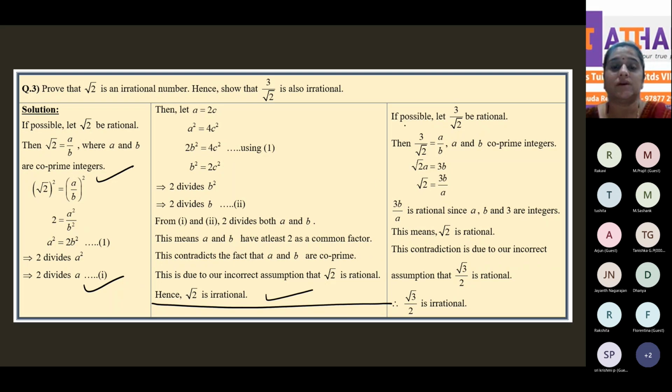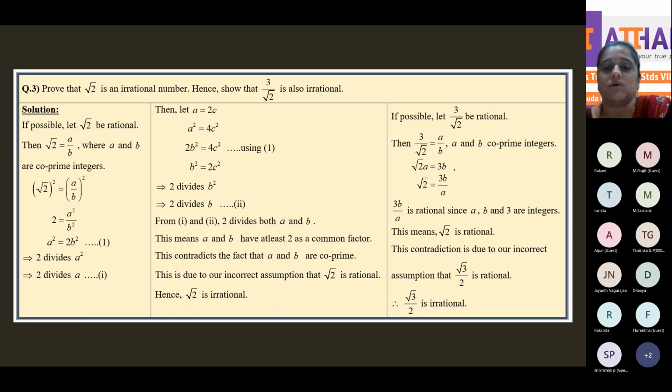So if possible, let 3 by root 2 be rational. Then if it is rational, 3 by root 2 will be of the form a by b, where a and b are co-prime integers. This procedure is different from the earlier one. So 3 by root 2 is equal to a by b, where a and b are co-prime integers.